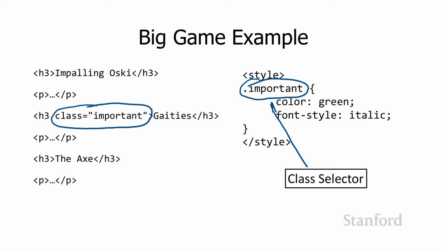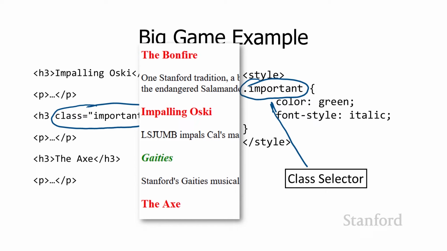And in the HTML, I just say class equals, quote, important, end quote. And then for the style selector itself, I put a dot in front of it. So the dot goes in the style rule. It does not appear in the HTML tag with the class. And so you can see that this has turned the Gades H3, heading 3, to green, and it has italicized it.